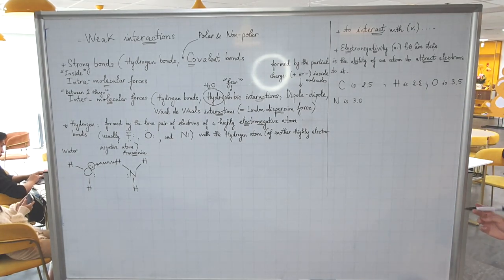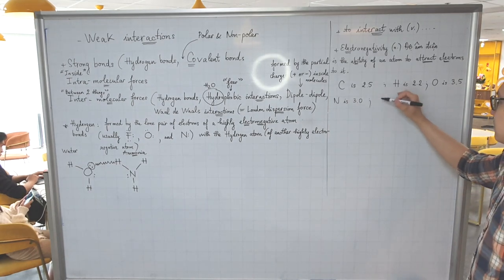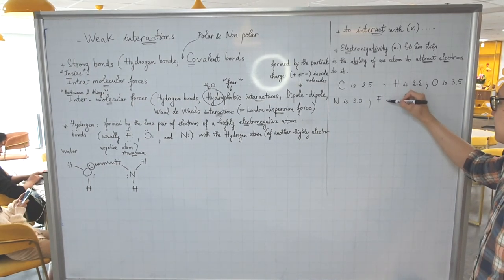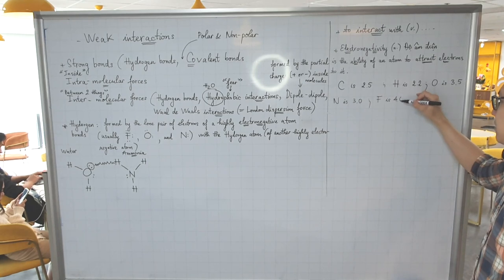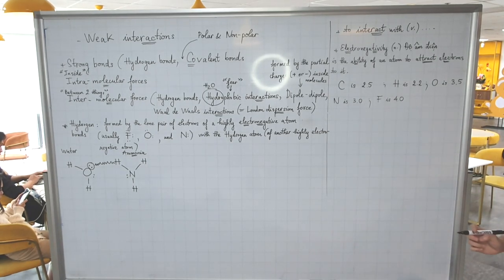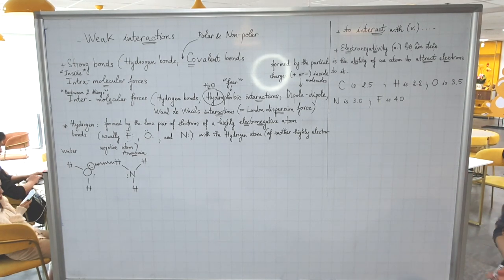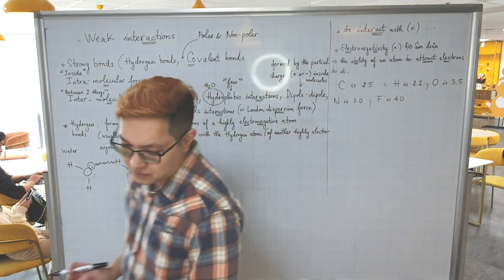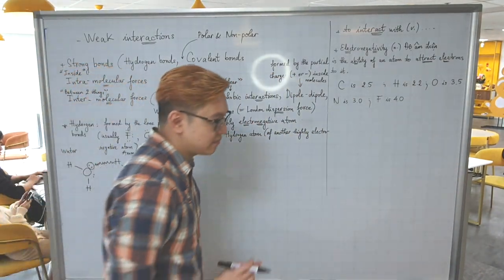And then what else? It's good to know fluorine as well because it's the highest. Fluorine has the highest electronegativity in the whole periodic table, 4.0.